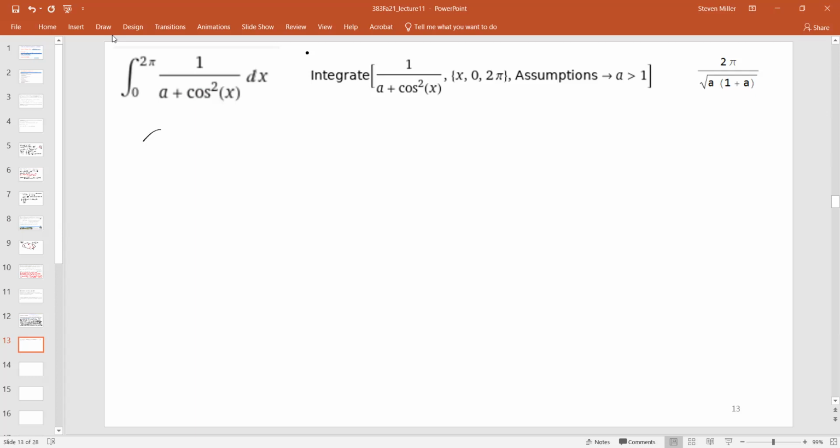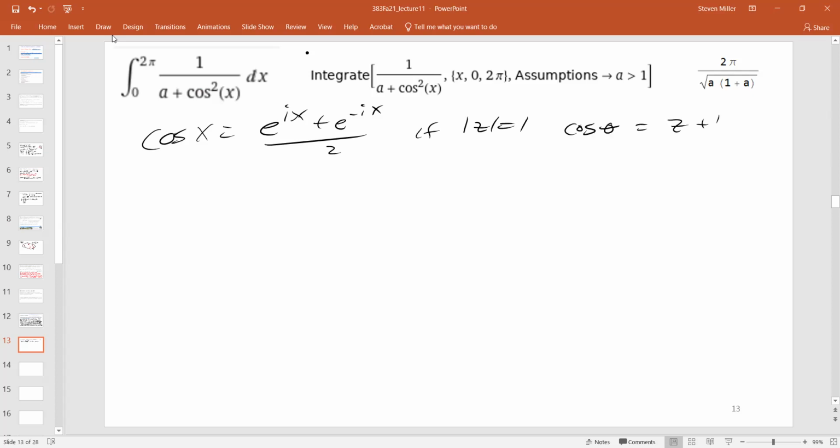Okay, so we have cosine of z. Well, cosine of x is e to the ix plus e to the minus ix over 2. If the absolute value of z equals 1, then we get cosine of theta is equal to z plus 1 over z, divided by 2. And we're writing now z as e to the i theta.